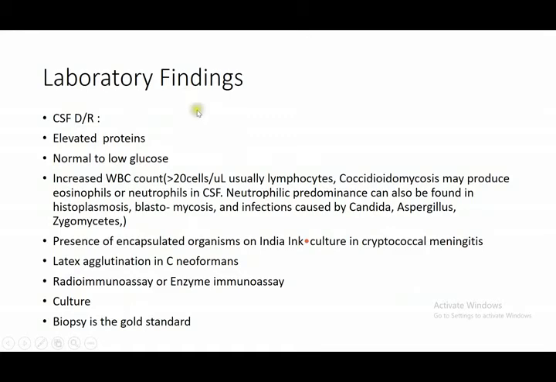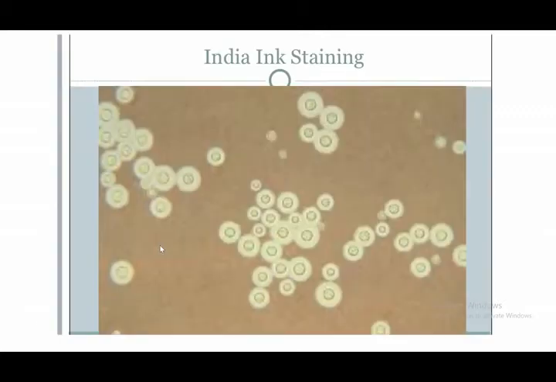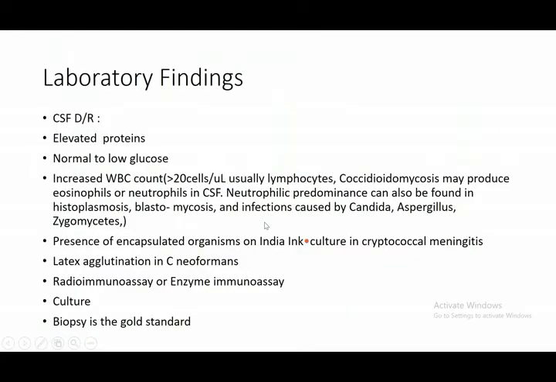Laboratory findings: you will find on CSF examination elevated proteins, normal to low glucose, increased WBC count with lymphocytic predominance. Sometimes in coccidioidomycosis, they may produce eosinophils or neutrophils in CSF. So neutrophil predominance can also be found in histoplasmosis, blastomycosis, different fungi. You may find encapsulated organisms on smear with India ink cultures in cryptococcal meningitis. Here you can see encapsulated cryptococcal organisms on India ink staining.